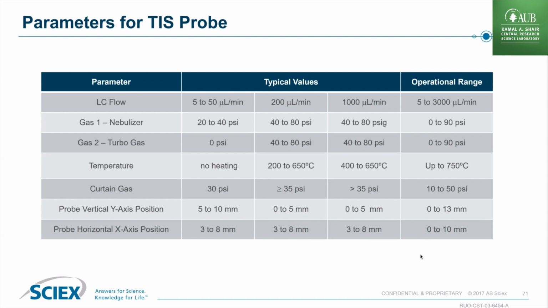That would be based on a slightly larger LC column. And then you use the temperature and the gas settings for lower flow, right? That's not enough gas and not enough temperature to evaporate 800 microliters per minute. And so that liquid will start to build up in the source. And that can affect the vacuum, it can affect the dirtiness, and it can cause a flood. So this is an important thing to think about.